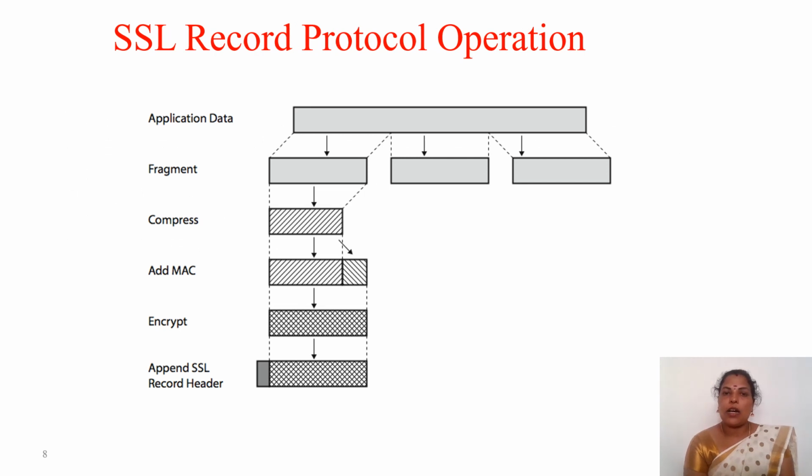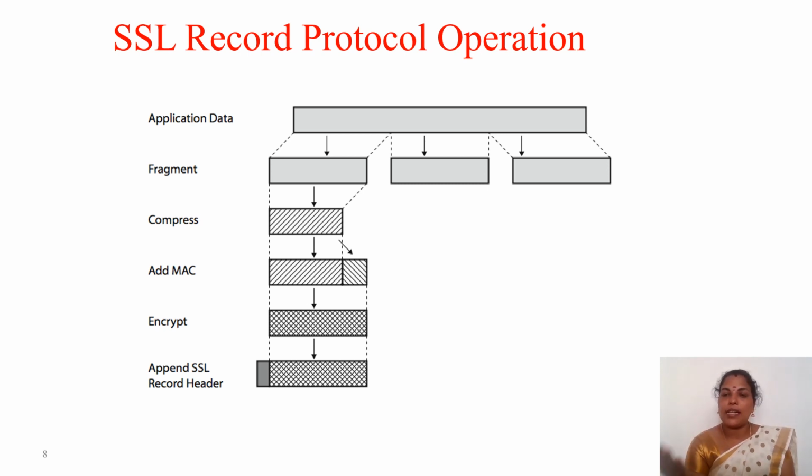Next is the SSL record protocol operation. The application data is fragmented, and before encryption it has to be compressed, that we already saw. So after fragmentation, each and every fragment is compressed, then a MAC is added for each and every compressed block, then it is encrypted. Before encryption, compression happens in SSL. So compression is there, then MAC is added, then only encryption process is performed, then append the SSL record header with that. This is the SSL record protocol operation.